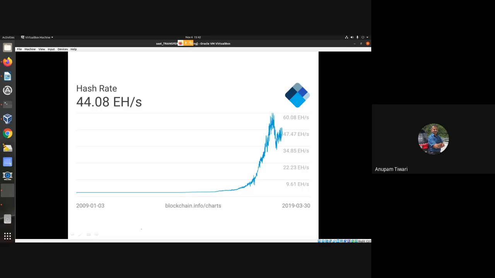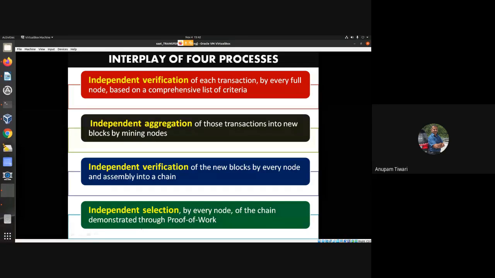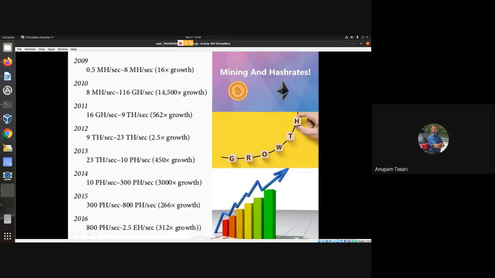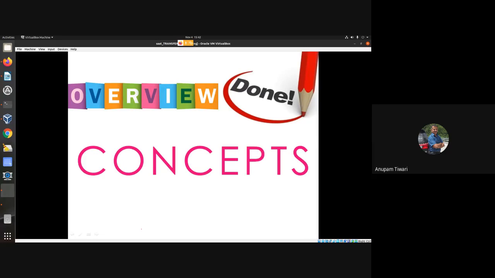This is the kind of specs that a miner should have. So it is the interplay of basically 4 processes: independent verification, aggregation, verification and selection of new blocks. This is all being attained by the miners. The hash rate denominations, just general knowledge: what exahashes means, what quadrillion hashes means, and what number of hashes they are actually finding. So overall, the concepts are done here.